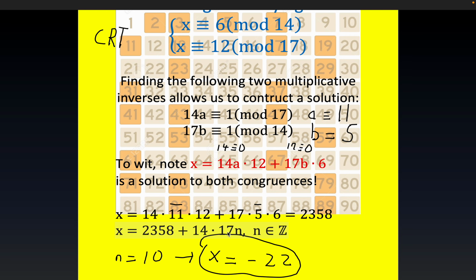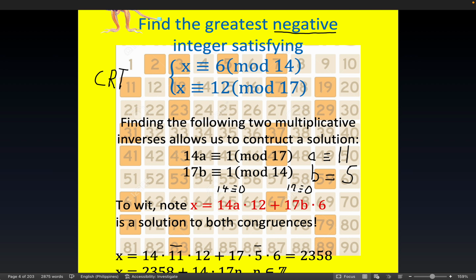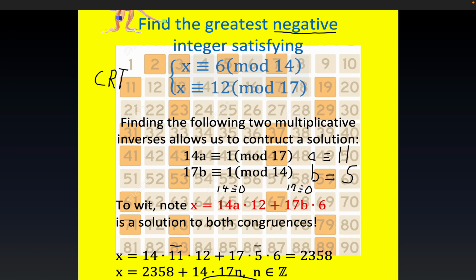And y'all, the work involved here was just to divide 14 times 17 into 2358 and realize you needed to go up one more integer to get it to be negative, okay? I didn't show that work, but it's not very difficult to do. Now let's go up here and check, okay? Notice that if you put minus 22 in right here, you get minus 28, and 14 does divide.